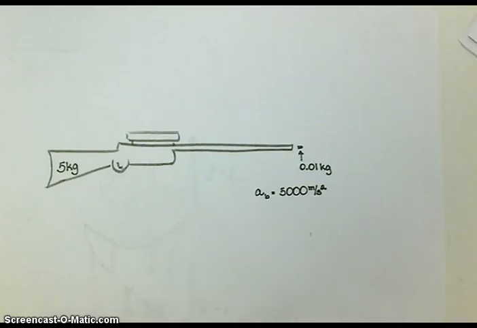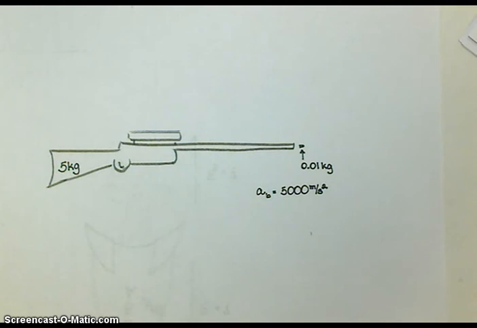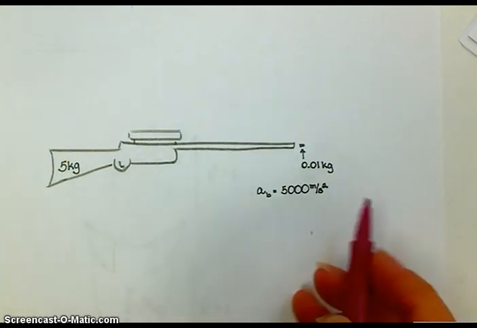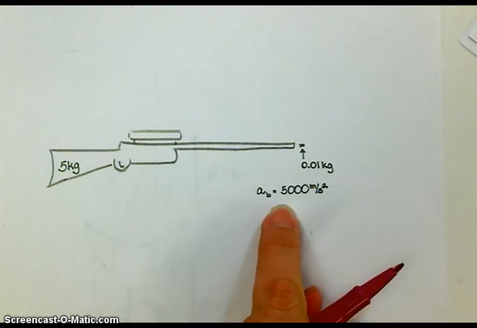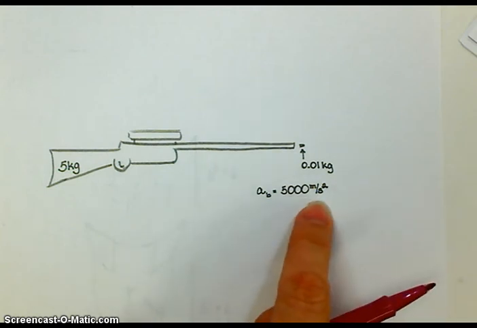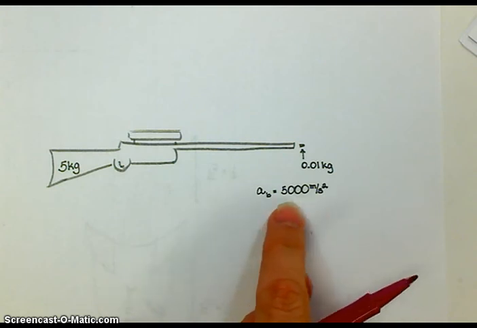This time we have a rifle that's being fired. We have the bullet leaving the barrel of the rifle, and it is a 0.01 kilogram bullet, and the acceleration of the bullet is 5,000 meters per second squared. Now, it doesn't leave the barrel going 5,000 meters per second because it doesn't get to accelerate for an entire second, but that is its rate.